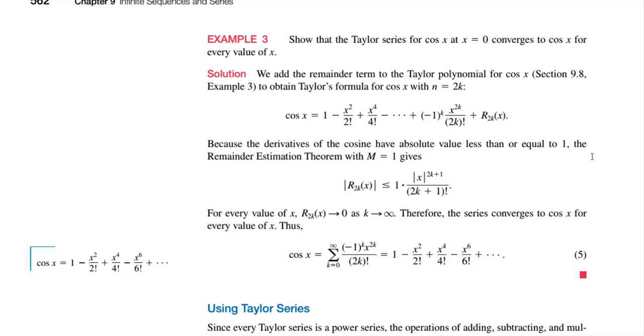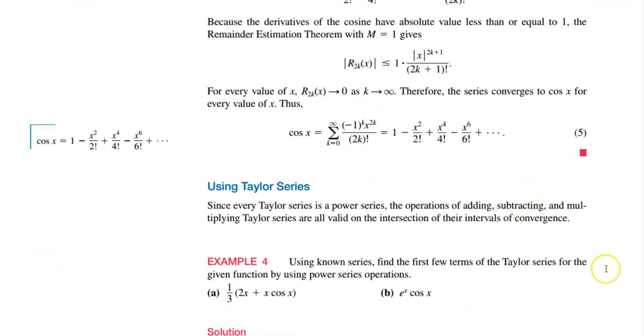So cosine of x equals the sum from k equals 0 to infinity of (-1)^k times x^(2k) over (2k) factorial, which is 1 minus x squared over 2 factorial plus x to the 4th over 4 factorial minus x to the 6th over 6 factorial, and so on and so forth.